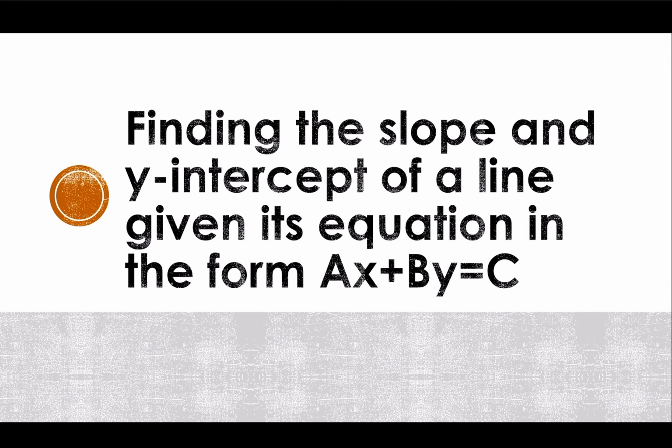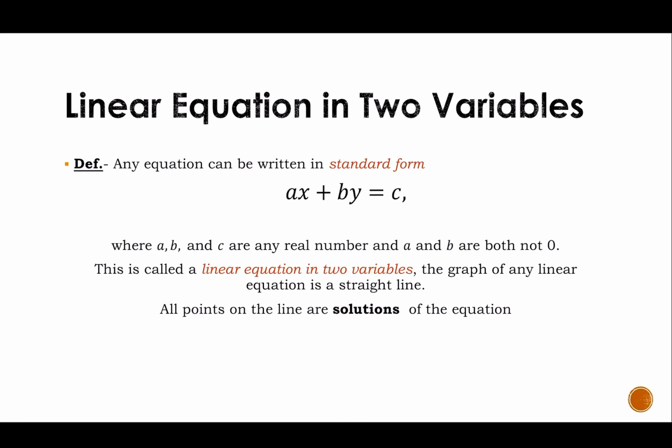This video covers the topic of finding the slope and y-intercept of a line given its equation in the form ax plus by equals c. This is also known as standard form. So any linear equation can be written in the standard form where a, b, and c are any real number and a and b are both not zero.